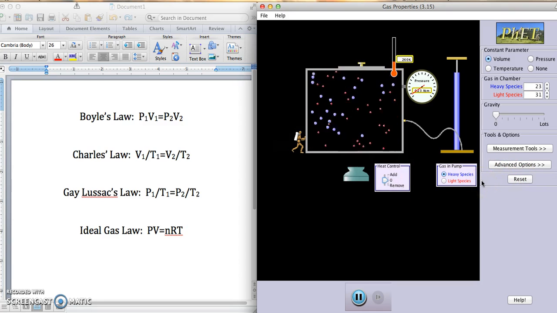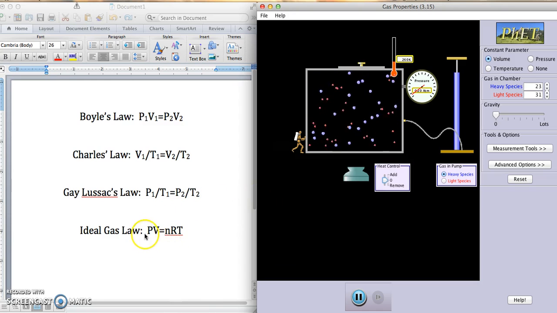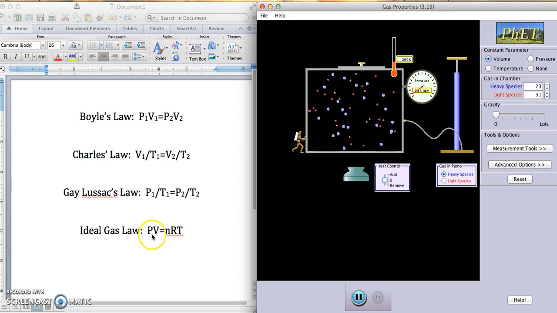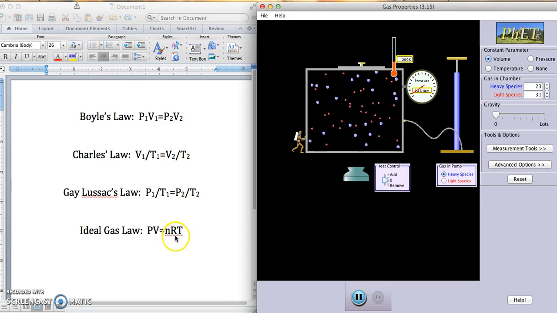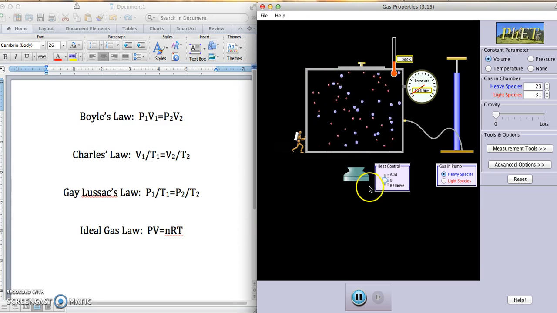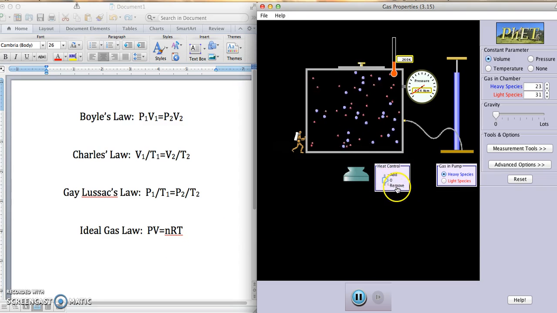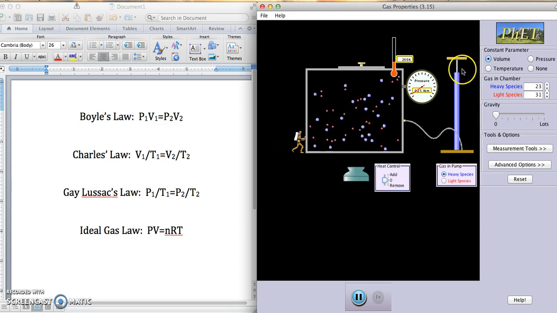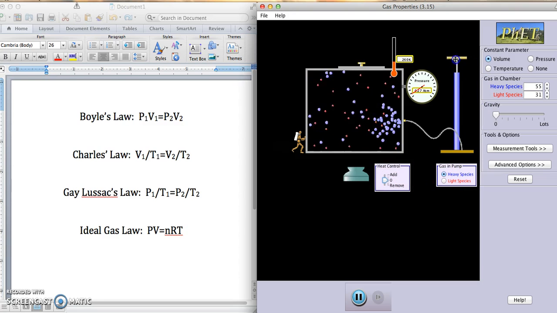So the last law is the ideal gas law, and that's P times V, or pressure times volume, equals nRT. Now n is the moles of the gas, R is the gas constant, which differs depending on what units you're using, and T is the temperature of the system.